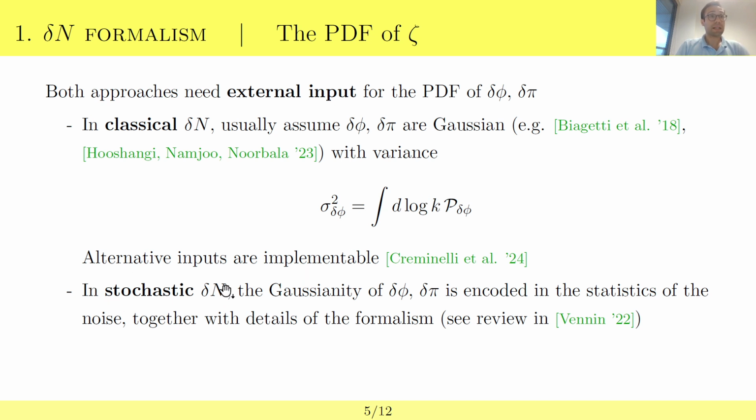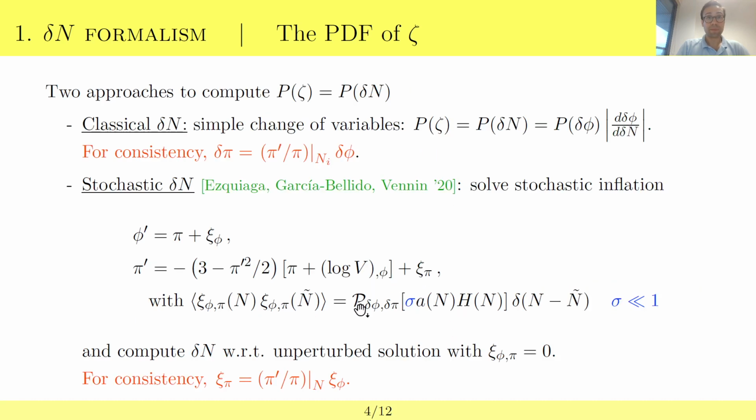In the stochastic delta N formalism, a similar assumption about the Gaussianity of the field is applied, which in this case is encoded in the statistics of the white noise that sources the stochastic differential equations for the field and the momentum.